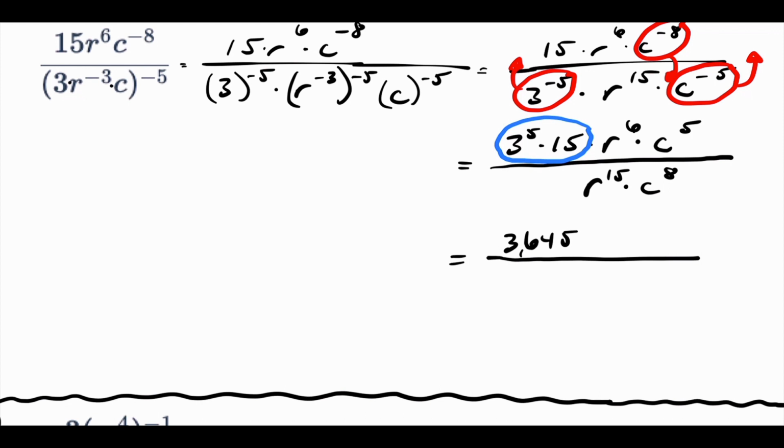Now I have the R's. When I cancel them out, how many are going to be left over? 9, right? I have 6 on top, 15 on bottom. I can cancel out 6. There's going to be 9 left over on bottom. So it's going to be R to the 9th.